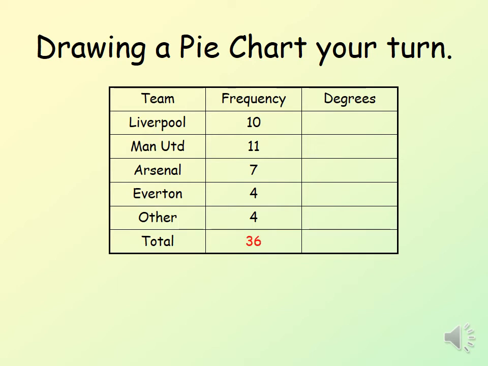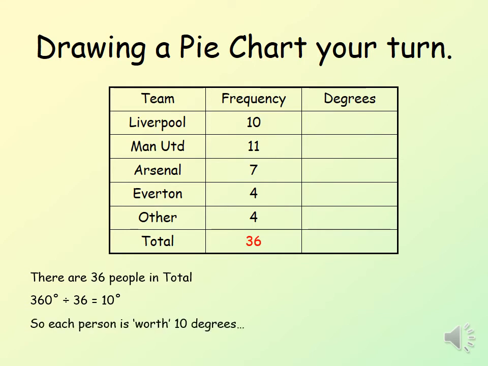So the total of course is 36, so we need to work out how many degrees each of these is. So the first one is 10, so we need to work out how many degrees each person is worth, and we divide 360 by 36, which of course is 10. Okay, so 10 times 10 is 100, and 10 times 11 is 110, 10 times 7, 10 times 4, and the whole thing comes to 360. Okay, so I hope you were able to calculate that.